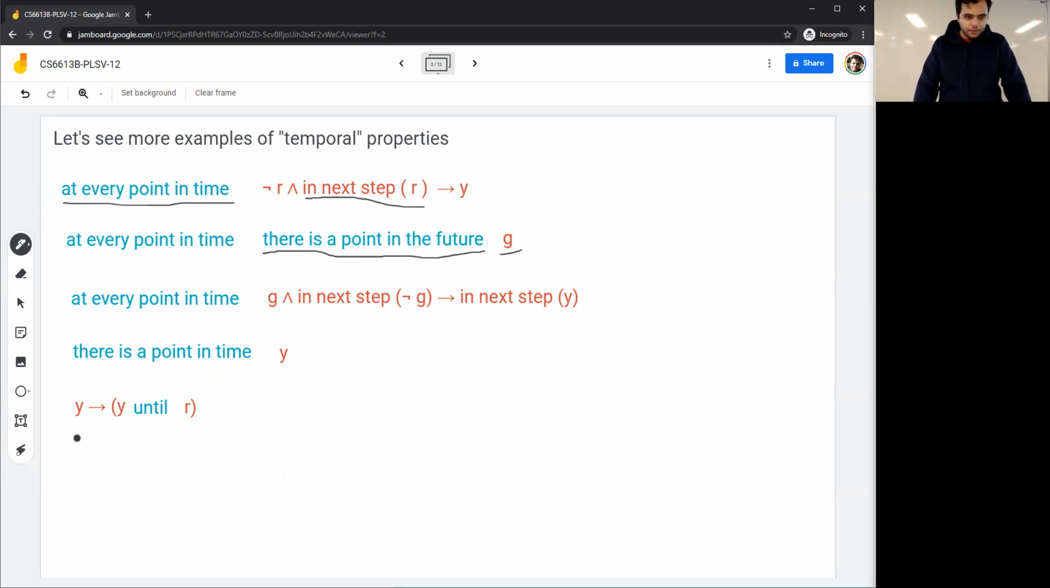What does this one say? It says that right now, see, there is no quantifier at the beginning saying that at every point in time. So when there is no quantifier, we are talking about right now, and right now means time zero. So at time zero, if the light is yellow, then the light remains yellow until at some point it becomes red. Okay, so we will see a more formal definition of this until.